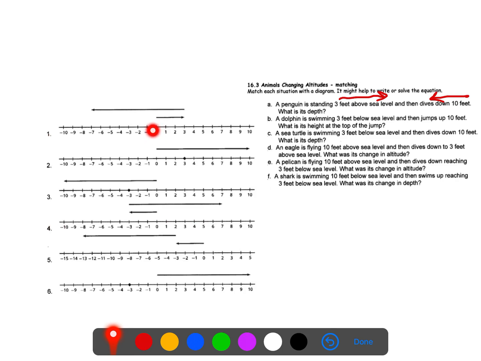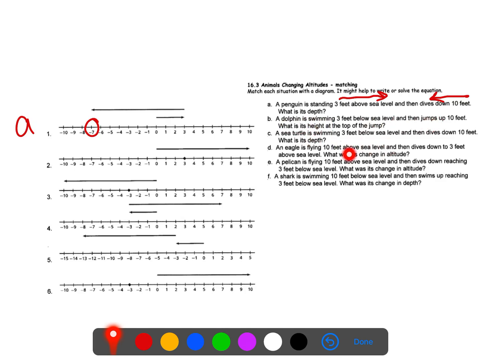For 1, starting at 0, it goes up to 3. So that would represent the 3 feet above sea level. And then from that point, the penguin's going to dive down 10 feet. So let's see if the length of this arrow is 10. 1, 2, 3, 4, 5, 6, 7, 8, 9, 10. And it stops where the solution to this problem would be at -7 feet. So definitely 1 is a representation of situation A here.